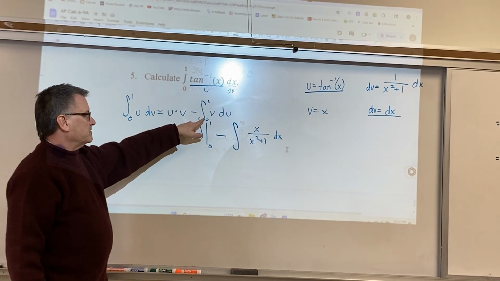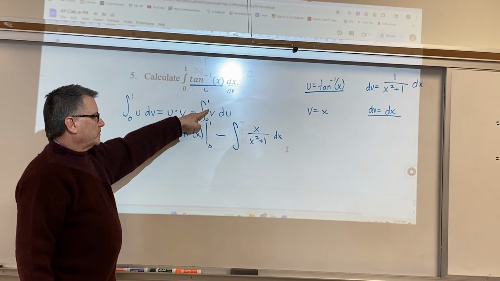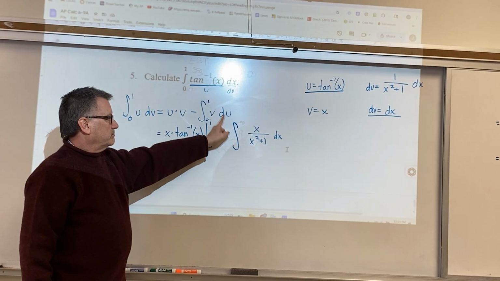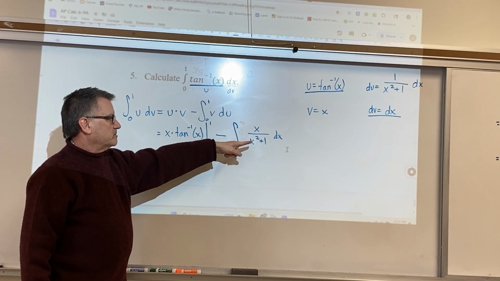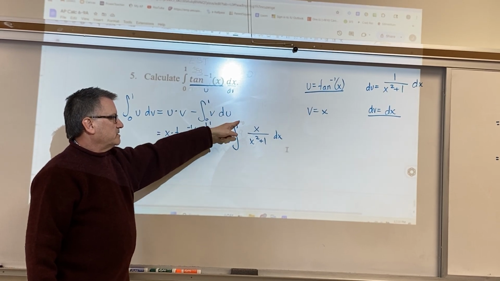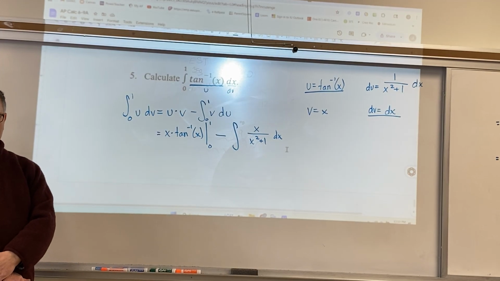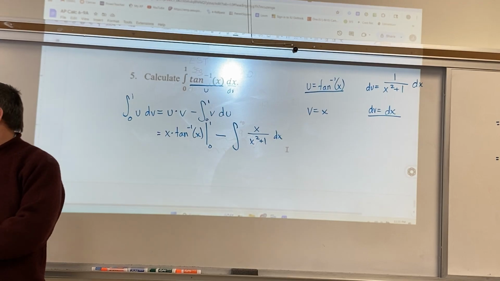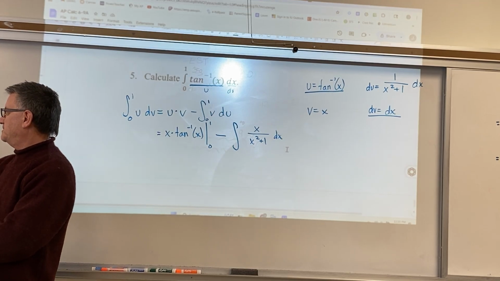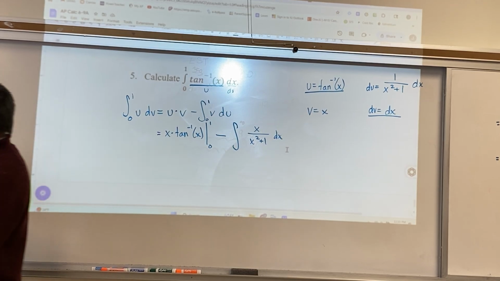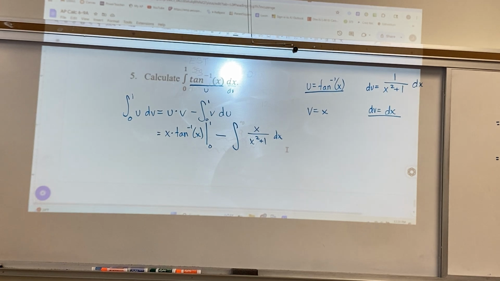I was going from 0 to 1 over here, but now I brought in a different variable, and I'm doing it in terms of x. So I need to change the 0 and the 1. You can say that x squared plus 1 is f of x, and the top is f prime of x.